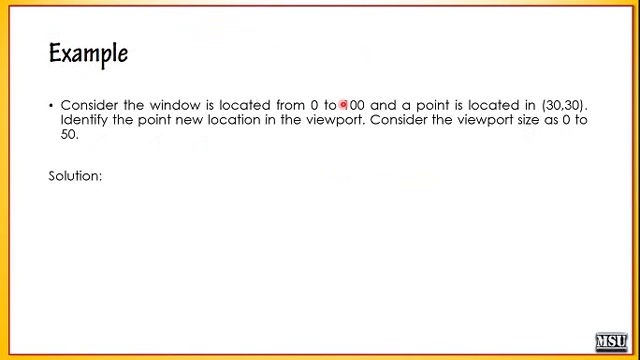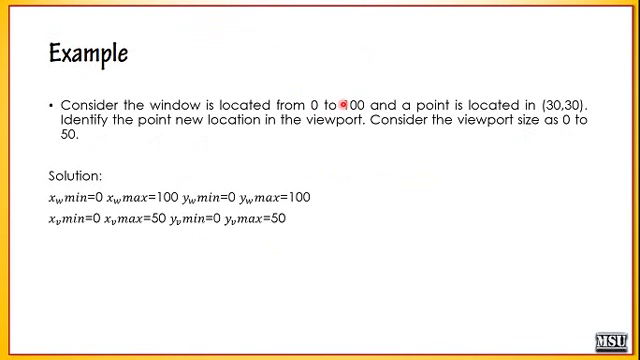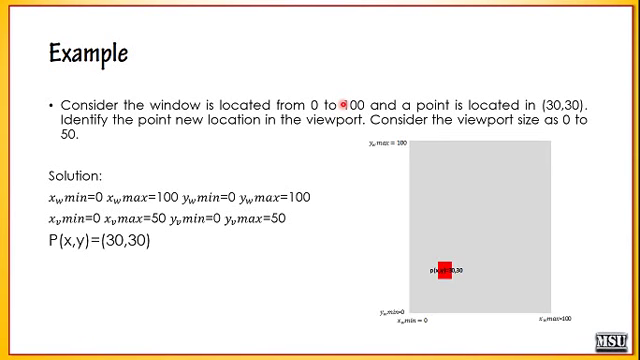So let us identify the terms which are present. xw minimum is 0, xw maximum is 100, yw minimum is 0, yw maximum is 100, and the viewport size is also given: xv minimum equals 0, xv maximum equals 50, and similarly yv minimum equals 0 and yv maximum equals 50. A point is located at 30, 30 in the window. Actually it is at the 30th percentage of this window, so this 30th percentage must be the same in the viewport also.